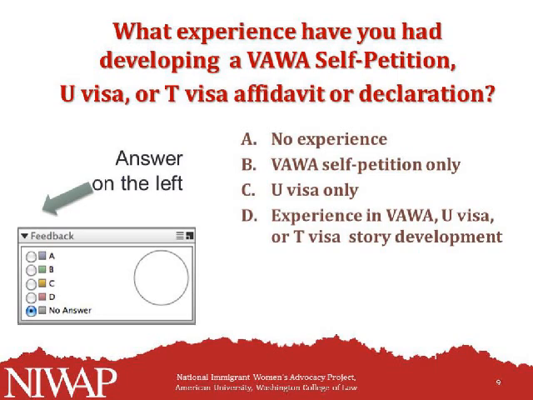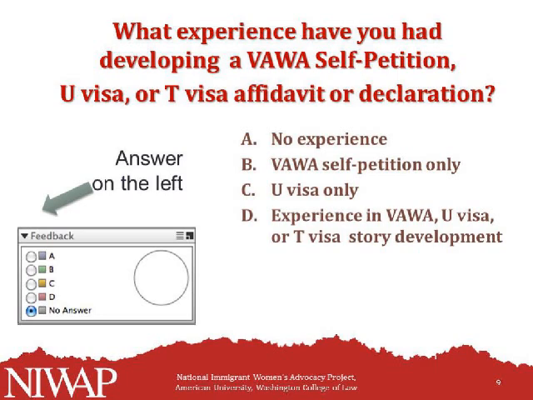So let's get a sense. I'm asking a different question. I'm going to shift this to an A, B, C, D. What experience have you had in developing a VAWA self-petition, a U visa, or a T visa affidavit? A is you've had no experience, B, a VAWA self-petition only, C, a U visa only, or D is for those who are more experienced, who have done those. And go ahead and fill this in on the left, and I think we're already seeing this live, Leslie, people sharing.